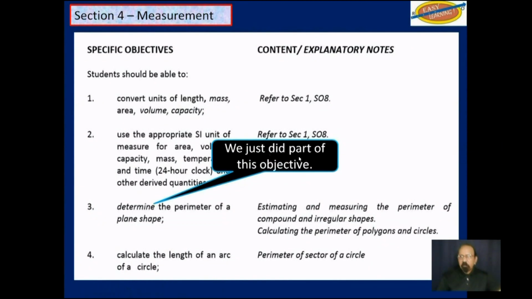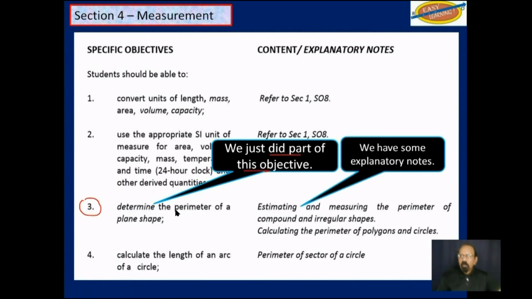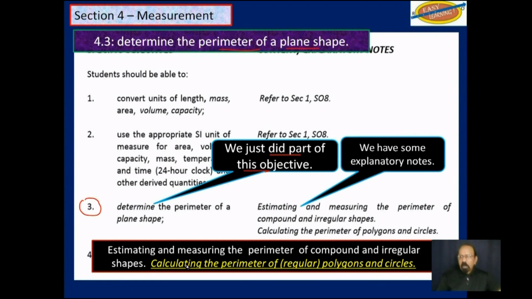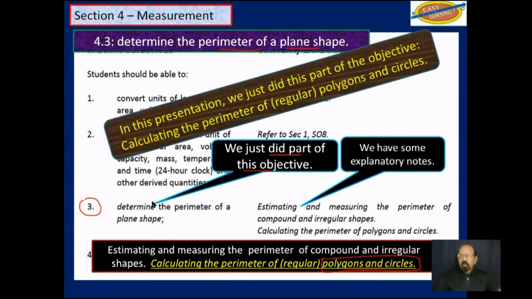So we just did part of objective 3: determine the perimeter of a plane shape. We did the easier part of this objective, calculating the perimeter of regular polygons and circles. So in this presentation, we just did this part of the objective. That is the easier part.